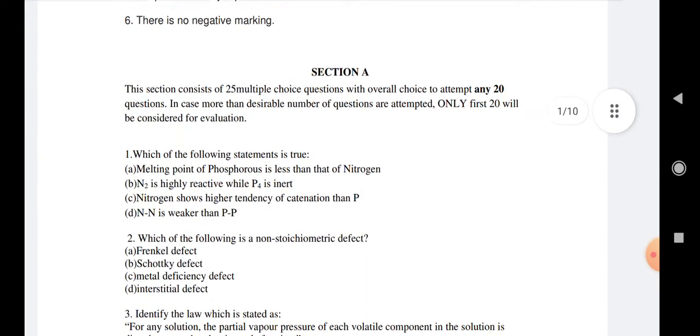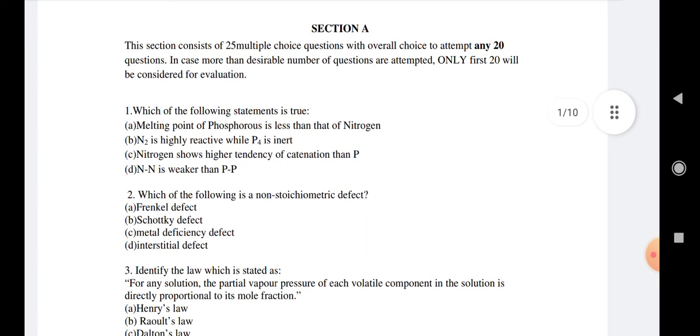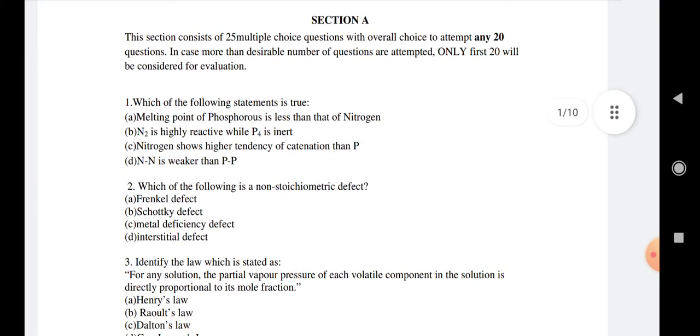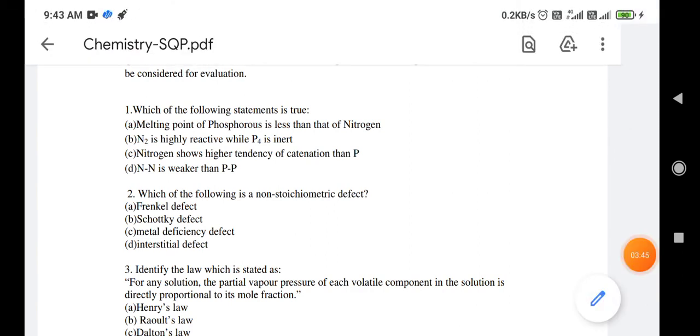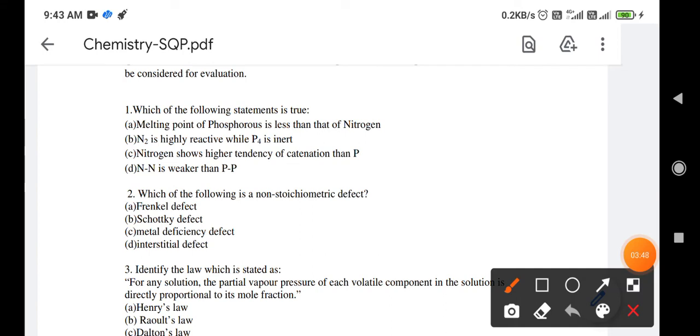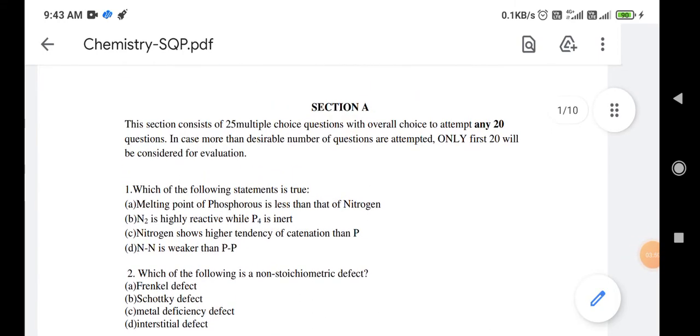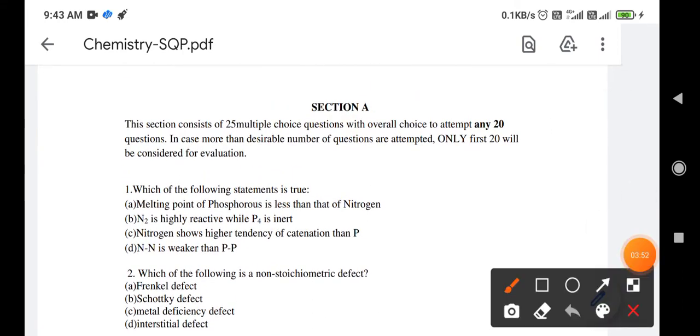Now in section A, all the questions will be multiple choice. So in section A you will see that all the questions will be of multiple choice. This section will entirely consist of only multiple choice questions.